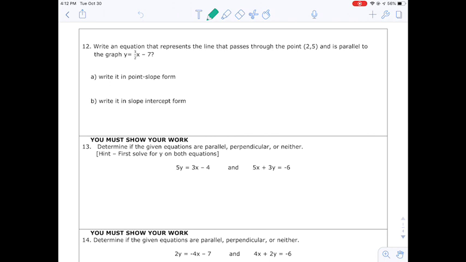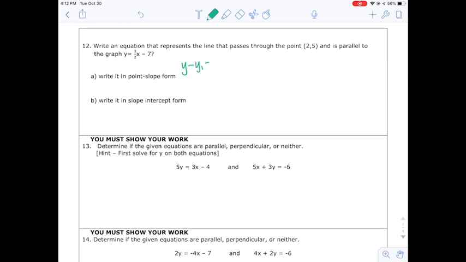So problem 12 asks us to write an equation that represents the line that passes through the point (2, 5) and is parallel to the graph y equals 3/2 x minus 7. First they ask us to write it in point slope. So remember, point slope is y minus y1 equals m(x minus x1). Parallel means the same slope. So my slope m is still going to be 3/2.